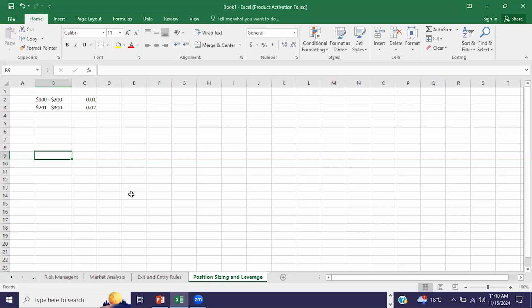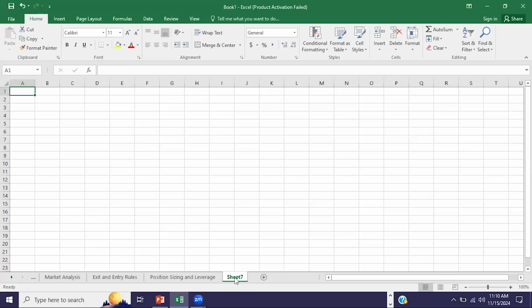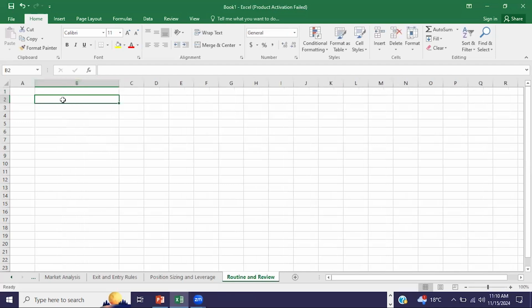Then you might want to have a routine review of your trades. So the next Excel sheet, the spreadsheet here, you can have routine and review. Here you want to outline your daily routine, highlighting what you do on a daily basis. You can say the first thing when you wake up, you look at the economic calendar. You might also include some things that are not related to trading, like when you wake up, you meditate, or you go to the gym and exercise. Then you take your breakfast and look at the charts. Or you begin by looking at the economic events, then you go to the technical analysis.